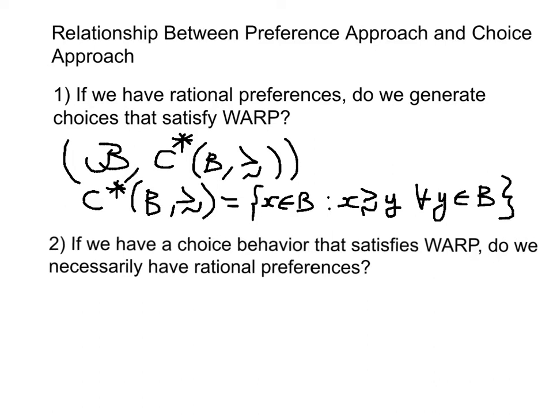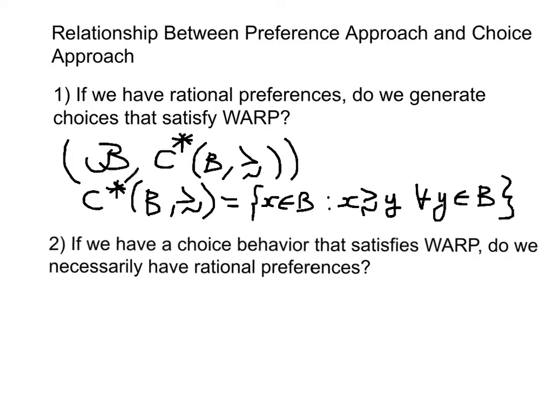The second question is not as straightforward. If we have a choice behavior that satisfies WARP, do we have underlying rational preferences? And the answer is not clear cut. It's not a clear cut yes. And as it turns out, WARP itself is not sufficient to rule out inconsistent choices. So we can satisfy WARP and we can still have intransitive behavior.